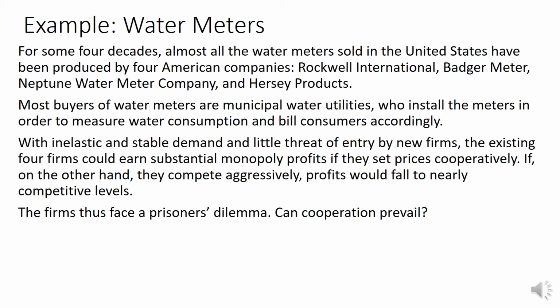So we've got this firm, or set of firms, facing a prisoner's dilemma. They've got a situation where they would earn a lot more money if they behaved cooperatively, but it's also probably a dominant strategy in the one-shot setting to undercut and behave aggressively. So what happens in the market for water meters? Do Rockwell, Badger, and Neptune compete, or do they cooperate?